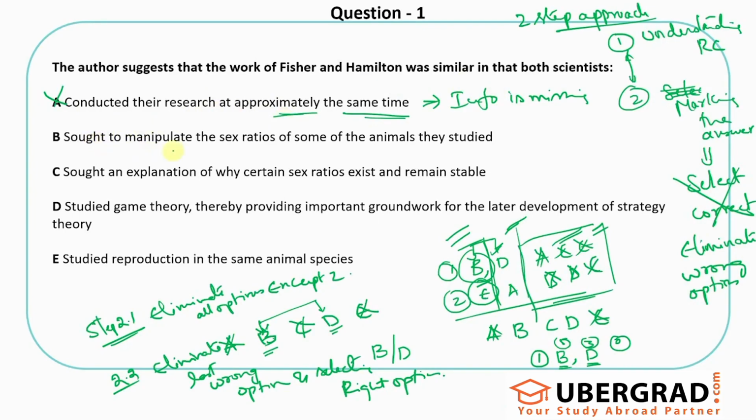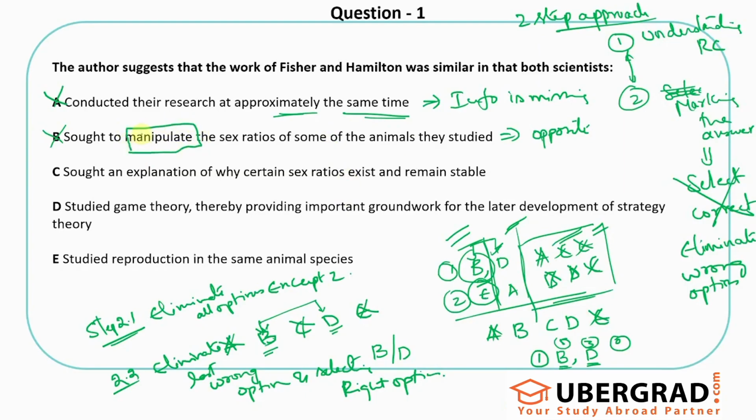They both sought to manipulate the sex ratios of some of the animals they studied. Did they try to manipulate, like make one of the genders go more in number or other? No, absolutely not. It's completely opposite to what they try to do. What they try to do is just study how we are seeing stable sex ratios, or maybe for Hamilton's case, the parasitic wasp species, there's a skewed sex ratio, but how is that being a stable skewed sex ratio? He at least studied that. So they were not trying to manipulate.